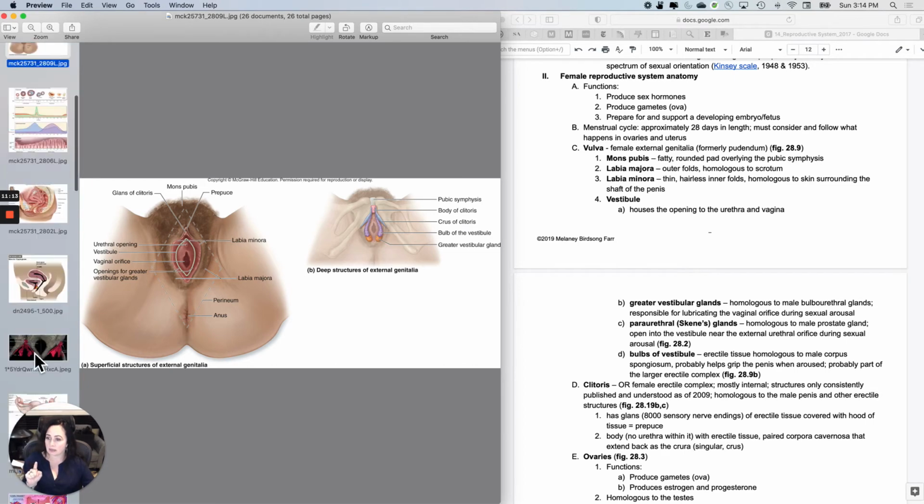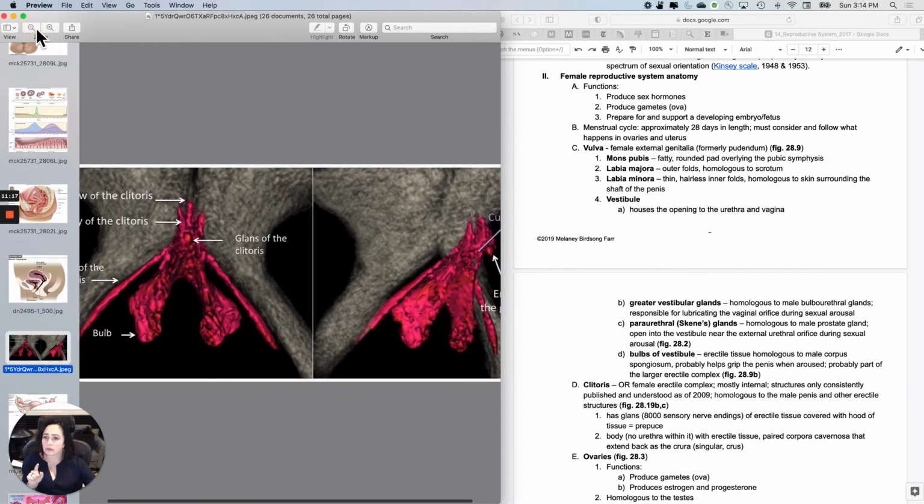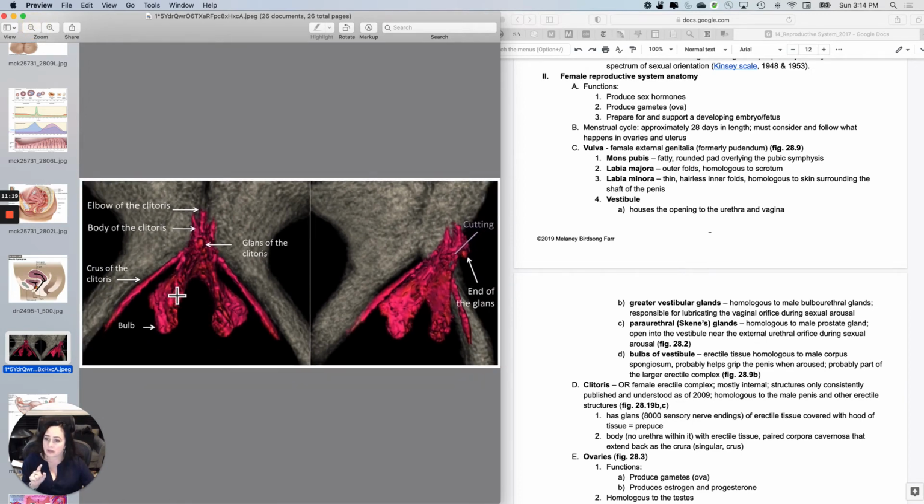And then these guys right here, the bulbs of the vestibule. This is a new type of imaging that, well, it hasn't been used much for the erectile structures, but you're seeing the bulbs of the vestibule right here. This is the pubic symphysis. Okay, we'll come back to the other ones. Okay, so that's all associated with the vestibule.